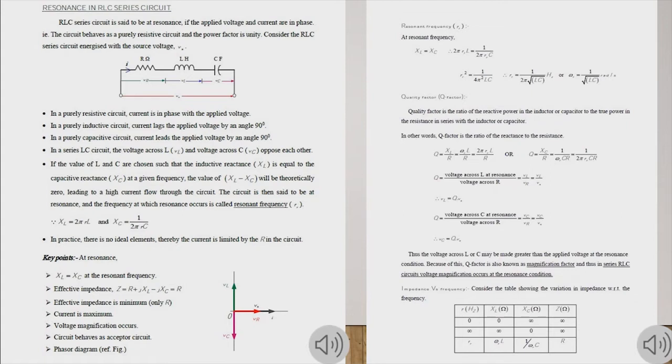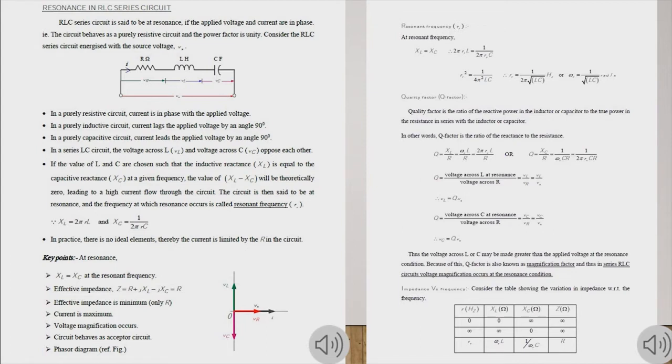If the values of L and C are chosen such that the inductive reactance XL is equal to the capacitive reactance XC at a given frequency, the value of XL minus XC will be theoretically zero, leading to a high current flow through the circuit. The circuit is then said to be at resonance, and the frequency at which resonance occurs is called resonant frequency fr. XL equal to 2 pi fL, XC equal to 1 by 2 pi fC. In practice, there are no ideal elements, so the current is limited by the R in the circuit.